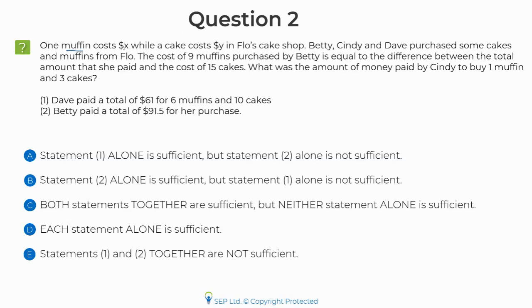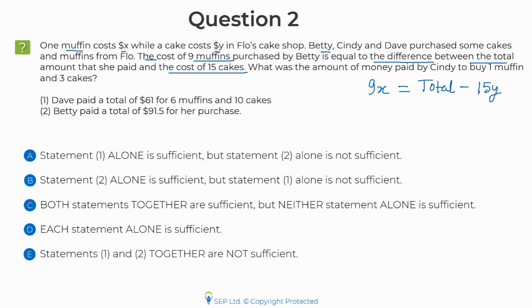So one muffin costs X dollars while a cake costs Y dollars in Flo's cake shop. Betty, Cindy, and Dave purchased some cakes and muffins from Flo. The cost of 9 muffins, so that is 9x, is equal to the difference between the total amount. Because it says difference, it's always the bigger value minus the smaller value. And clearly the total amount should obviously be bigger. So it has to be total minus the cost of 15 cakes. So that is 15y. I hope this part is clear.